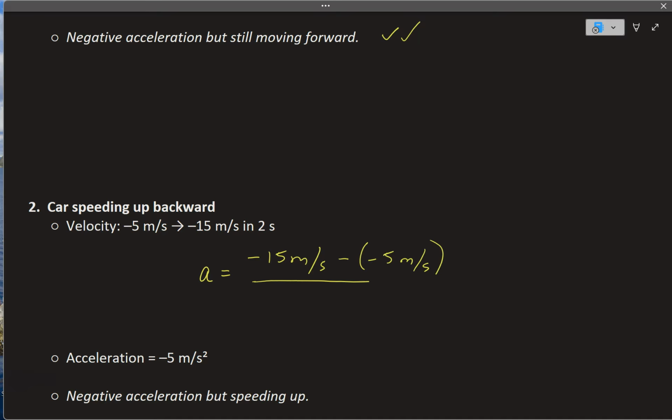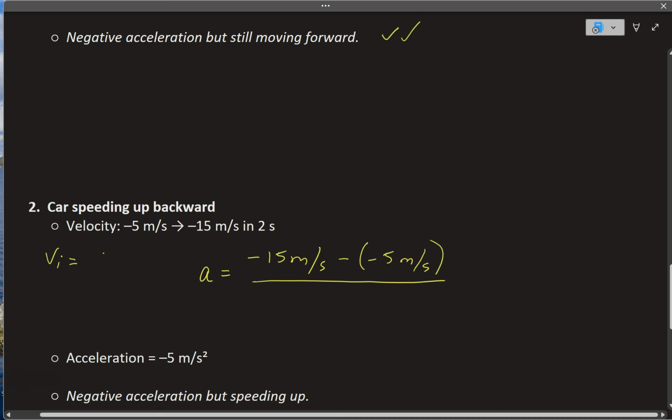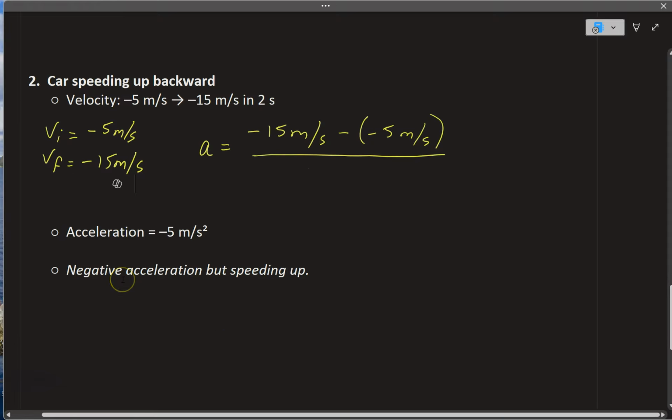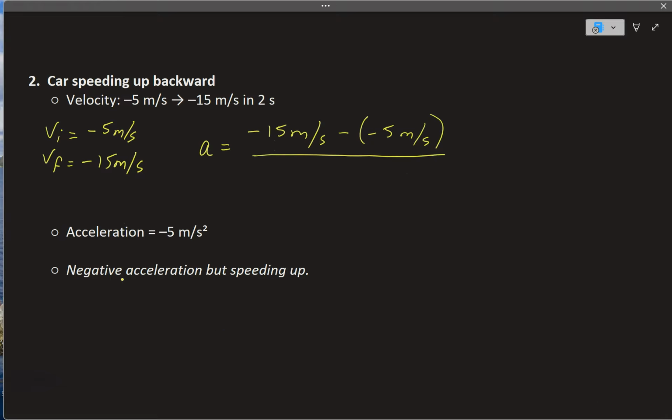Ooh, this is going to be tricky. You've got to be careful with that, because remember, what is your v initial? Negative 5 meters per second. What is your v final? Negative 15 meters per second. Okay, so if we have that, and the time, by the way, delta t is 2 seconds, when there is a differential in the velocity.